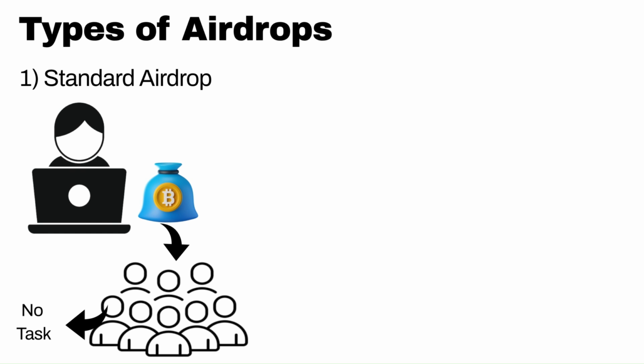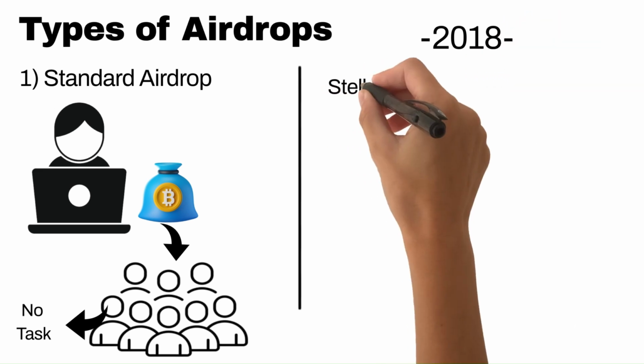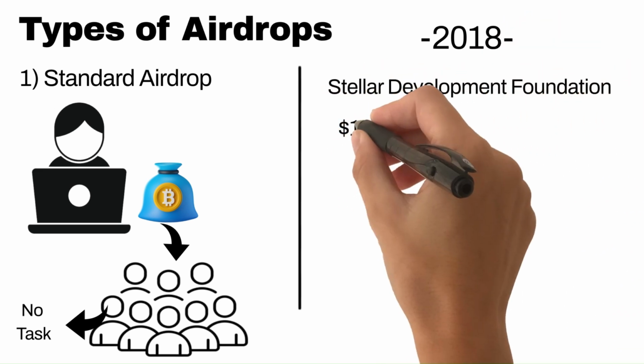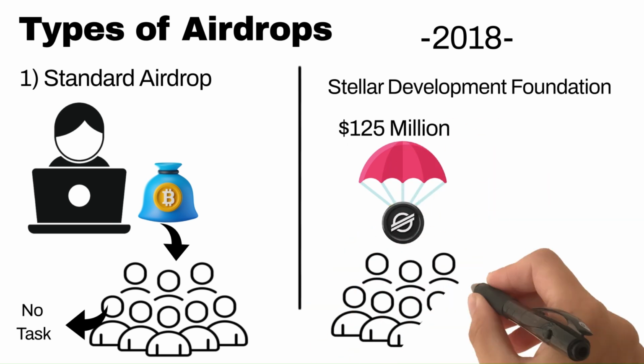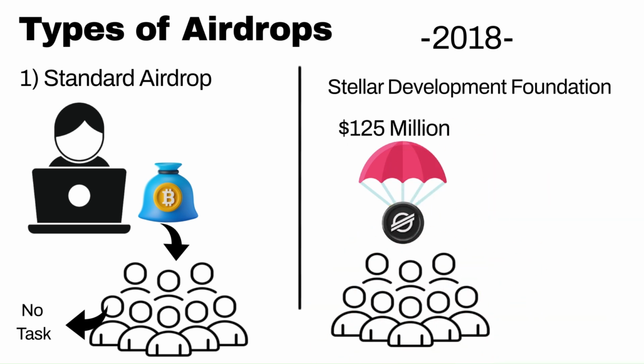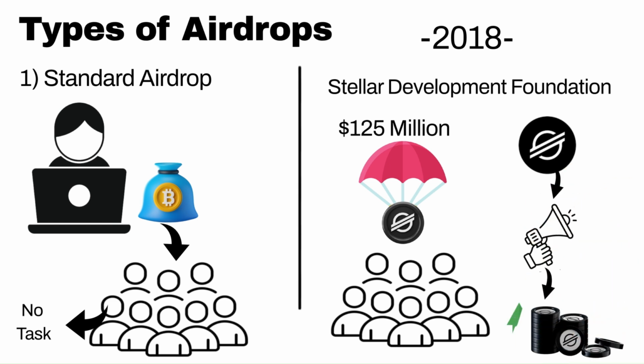An example of a standard airdrop includes, in 2018, the Stellar Development Foundation distributed $125 million worth of XLM tokens to users of the messaging app Keybase. Users simply needed a verified Keybase account linked to their Stellar wallet to receive the tokens. This airdrop aimed to promote Stellar and increase its adoption by leveraging the existing Keybase community, with tokens automatically distributed to eligible users' wallets.